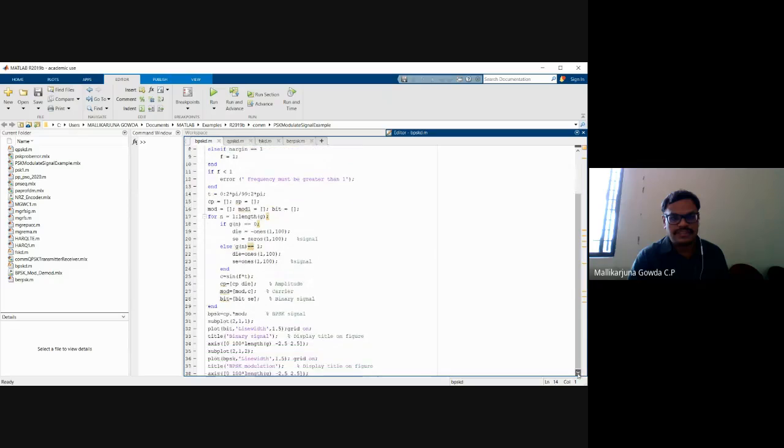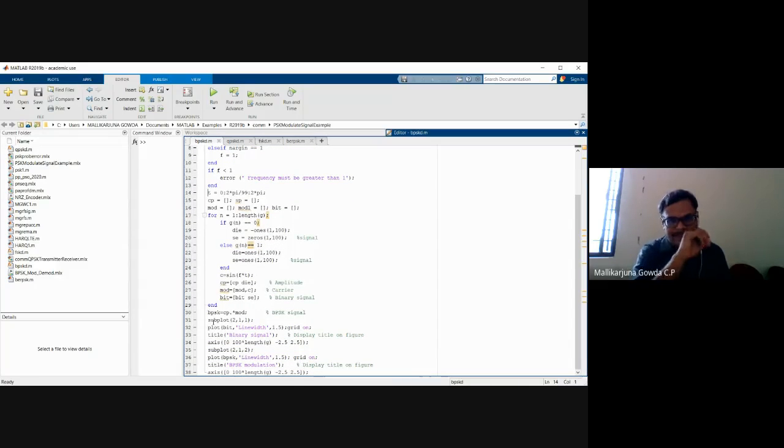Then see, this is the BPSK modulation statement. What I said is a mod, that is my carrier signal, and CP is my input binary signal. So I'm multiplying those two element by element. That is why BPSK is equal to CP dot star mod. So you know this operation, right? Then I am plotting those waveforms, with a different grid width and so on.